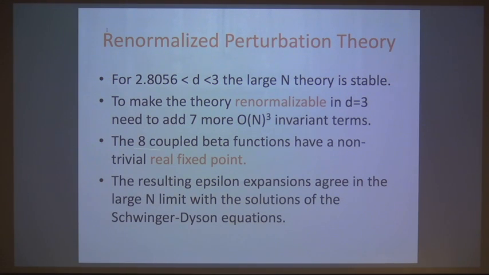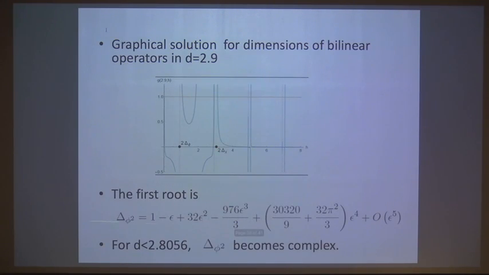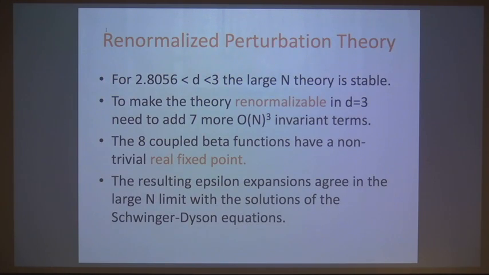They do have a non-trivial real fixed point in this case in three dimensions, unlike the previous case. And the resulting epsilon expansions make sense for any finite n and actually reproduce exactly the Schwinger-Dyson answers. So if anything, it's a nice check on the methodology of Schwinger-Dyson. Everything really works. And now we're exploring it some more.